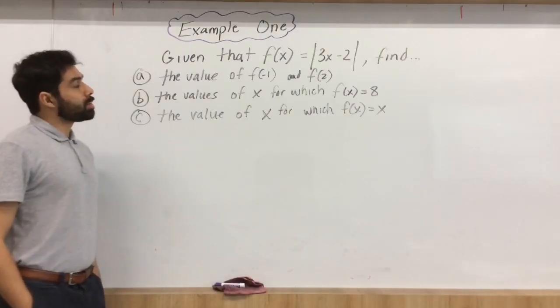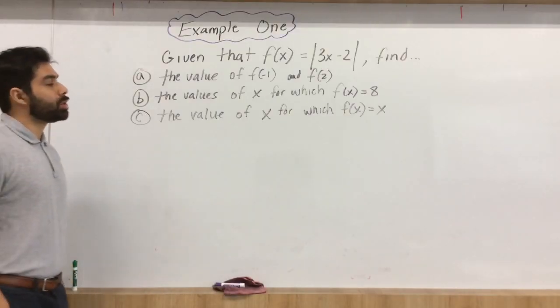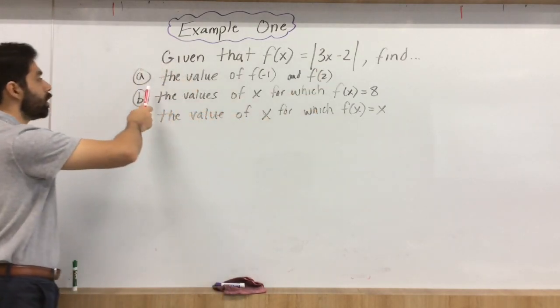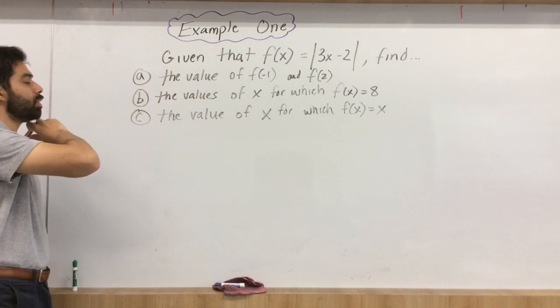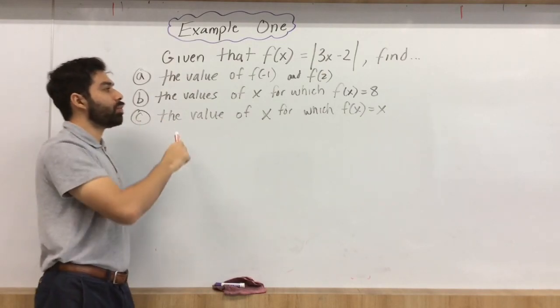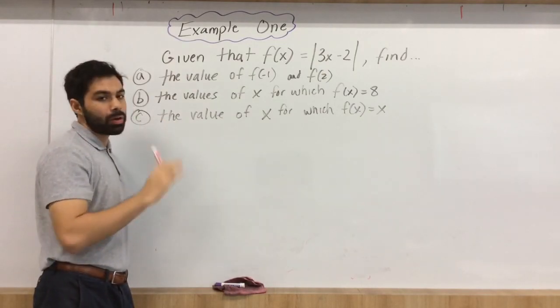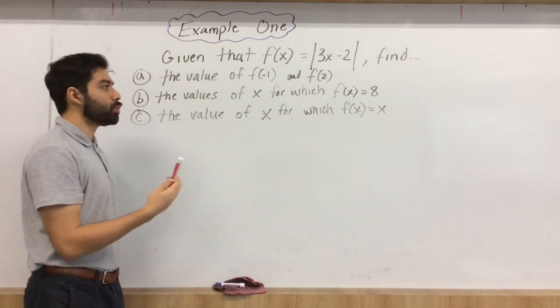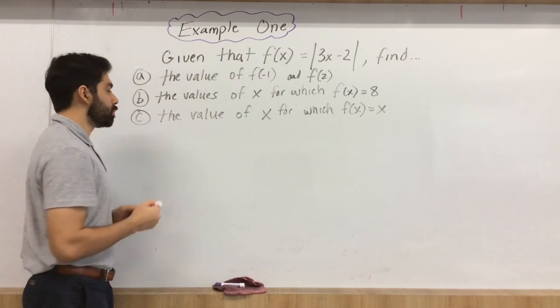All right, so for the first example, we have the function f of x equals the absolute value of 3x minus 2. We want to do three things. First things first, we need to find the value of f of -1 and f of 2. So just like how you've done previous examples, you treat this basically the same way.